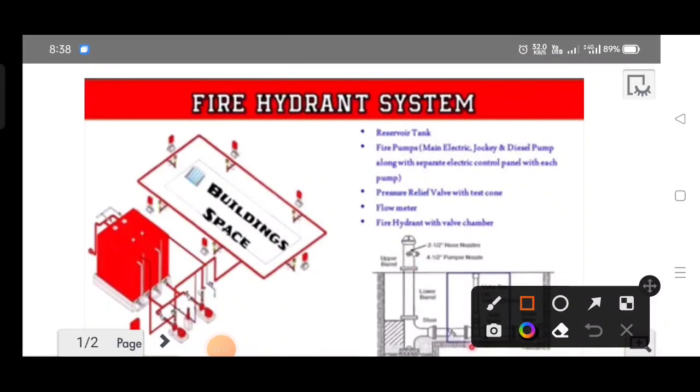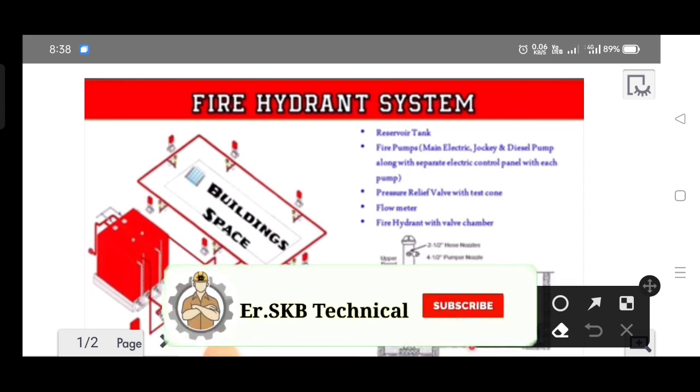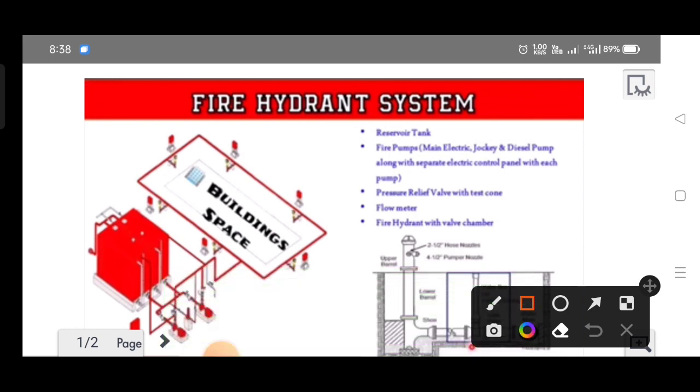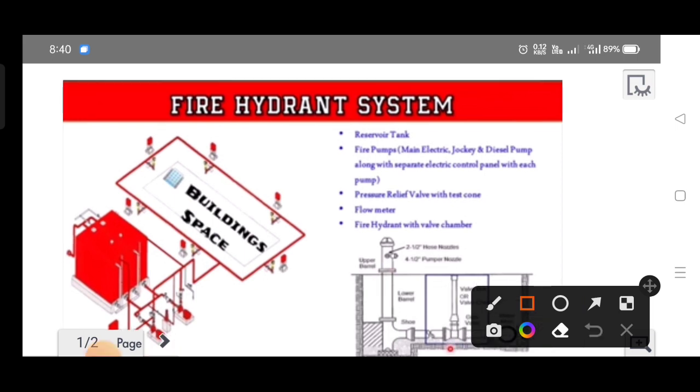Today we will discuss the fire hydrant system, which is used in every industry, like high-rise buildings and hospitality. The fire hydrant system consists of some basic parts: reservoir tank, fire pumps, pressure release valves, flow meters, fire hydrants, valves, hose nozzle, and cabinets. These are the basic parts.